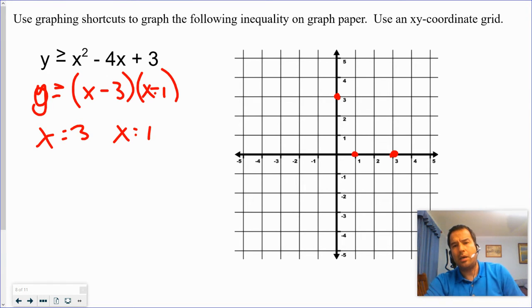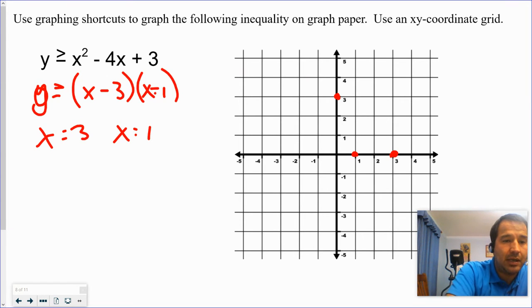Now, I need my vertex. Now, I don't really need my vertex. I could go ahead and graph it from what I see there, because I can kind of make out the curve of it. However, it would be good to go ahead and get the vertex. Now I know my vertex is going to be at x equals 2 because it's halfway between 1 and 3.